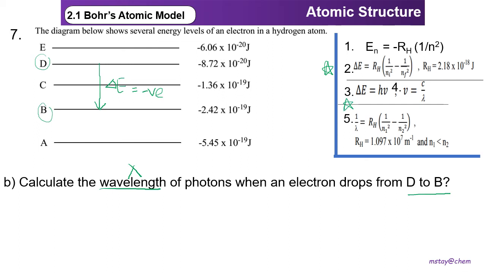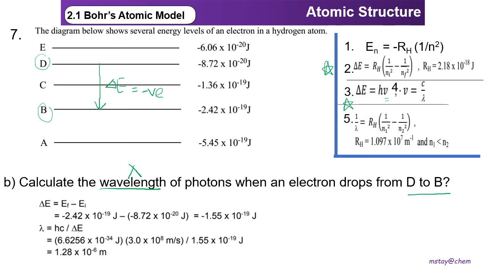Okay, but the third formula supposedly needs the frequency. Again, in this question, they didn't give us the frequency, so that means we will use the method that we used to answer question A, where we use delta E equal to E final minus E initial. Then you will notice that the final answer is a negative value. Okay, then we will use the third formula and combine with the fourth formula.